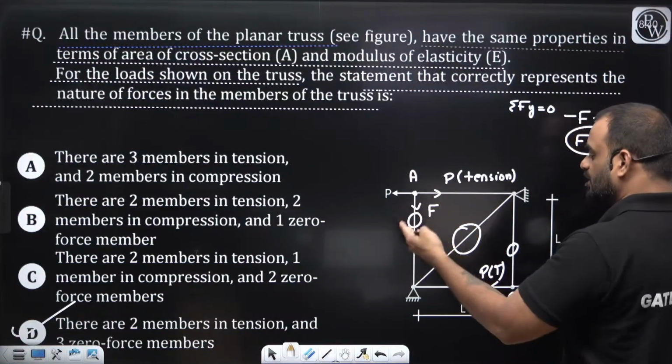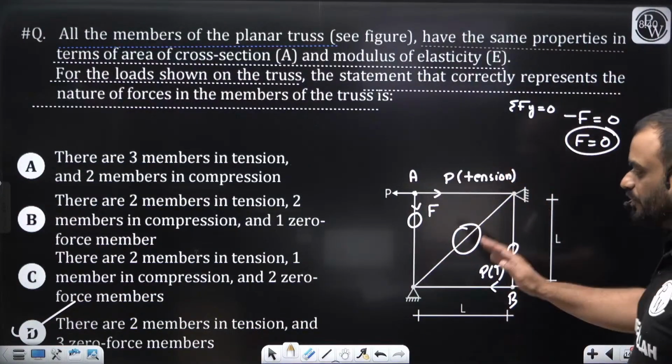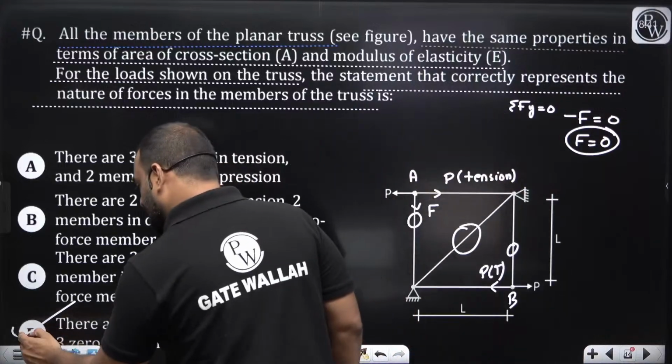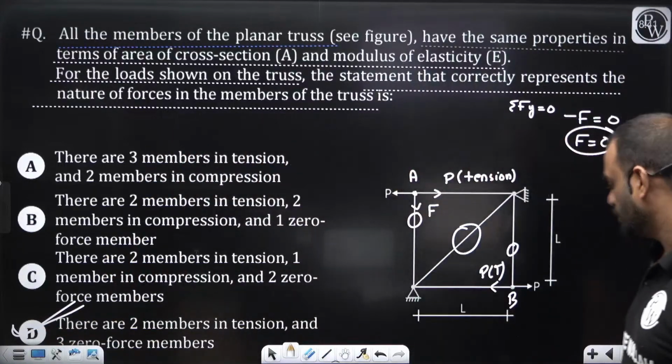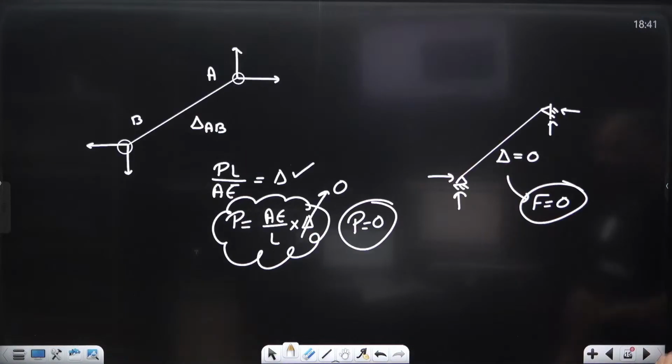So that's why 3 members are zero-force members and 2 of them are in tension. So the correct answer is D for this particular problem. Clear?